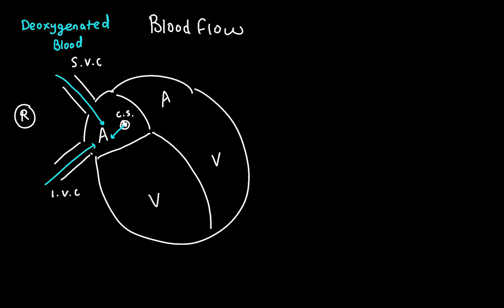And then we're going to go through a structure here that has three flaps or three valves on it. So it's called the tricuspid valve. And deoxygenated blood will then go through the tricuspid valve into the right ventricle. From the right ventricle, deoxygenated blood is going to go into your pulmonary semilunar valve. And then it's going to exit the heart through the pulmonary trunk.